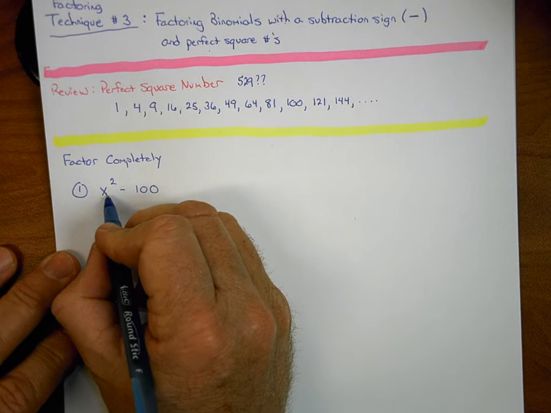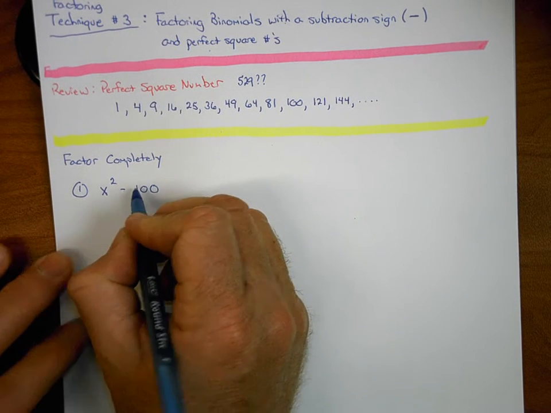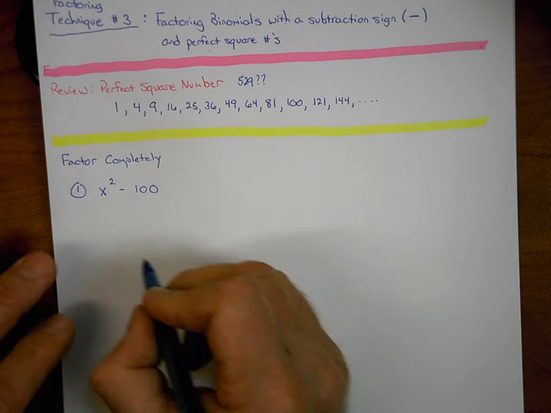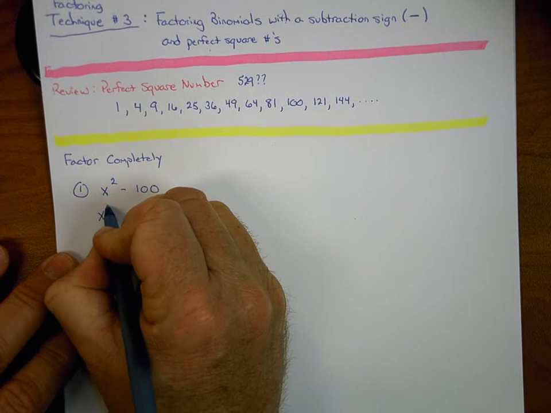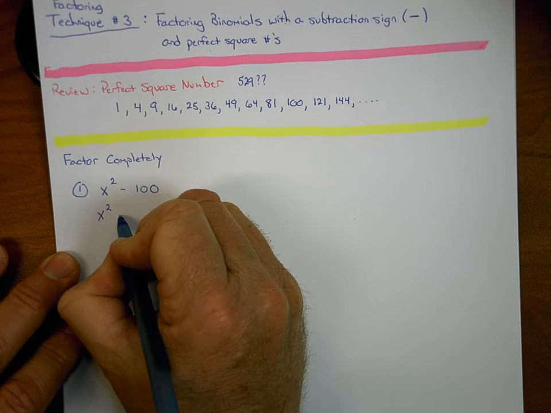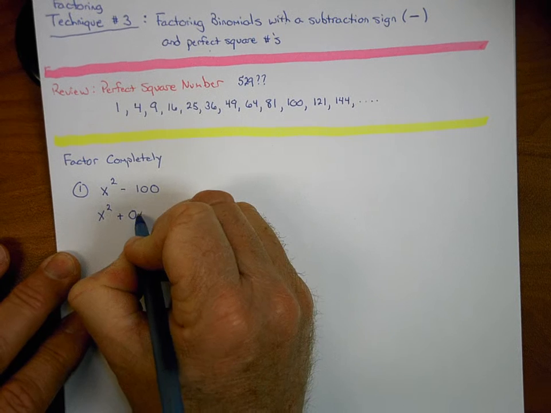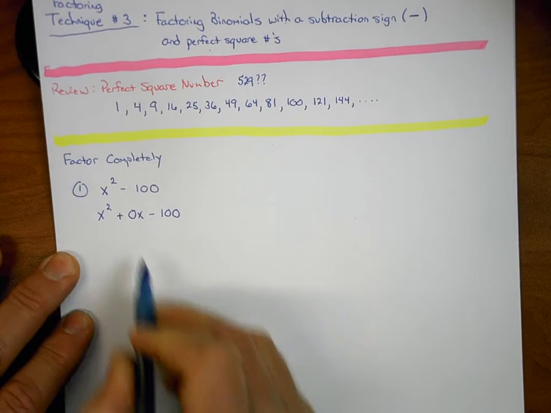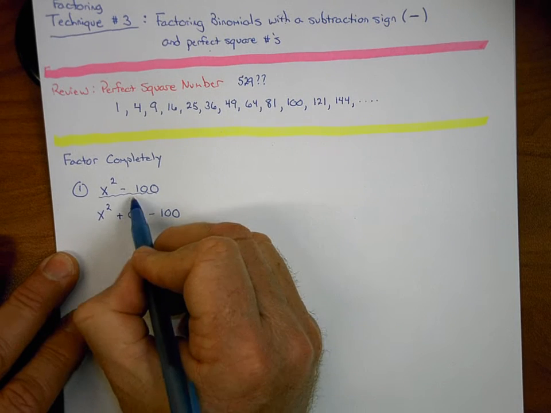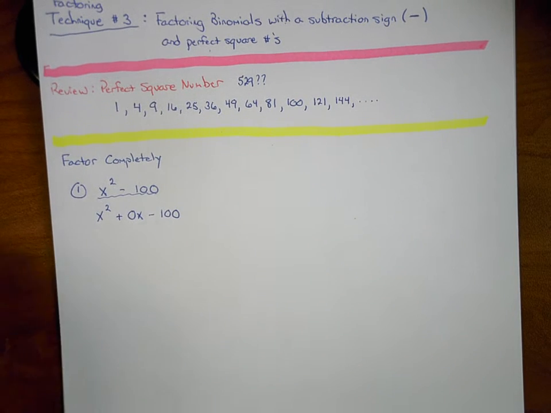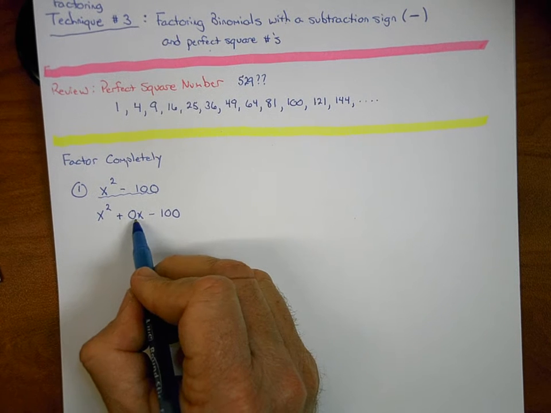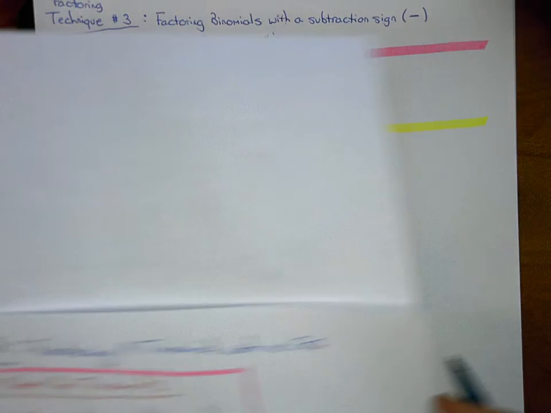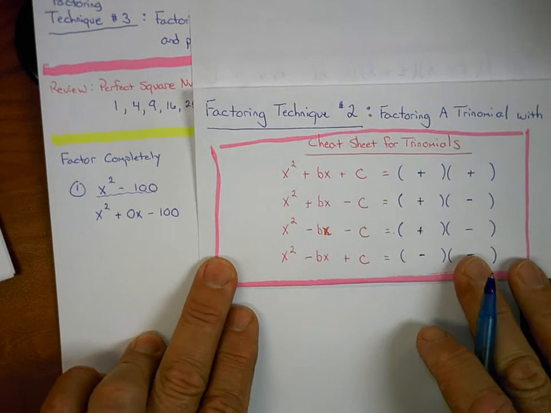If you get a problem like this, you are immediately going to rewrite this as a trinomial. You're going to keep the x squared, but then you're going to put the middle part of the trinomial, which is 0x, and then you're going to put the minus 100. So you're going to turn this binomial into a trinomial. We're missing this x part, and since we're missing it, it means we have 0 x's.